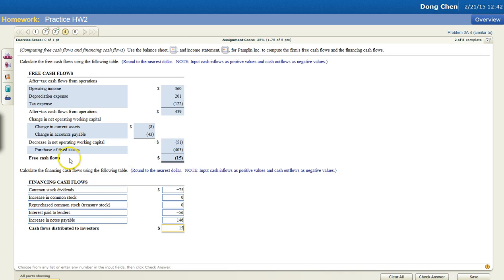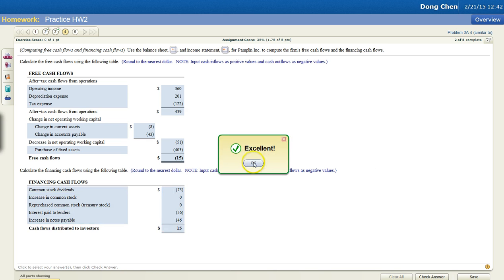And actually it has to be 15. As we said, there's an identity between free cash flow and financing cash flow. Financing cash flow basically is the negative of free cash flow. So in other words, the sum of these two has to be 0. Since free cash flow is negative 15, financing cash flow has to be positive 15. And you can use this fact to check whether you got the right answer. Looks like we got the right answer, but let me make sure about that. Check my answer. Excellent. Good.